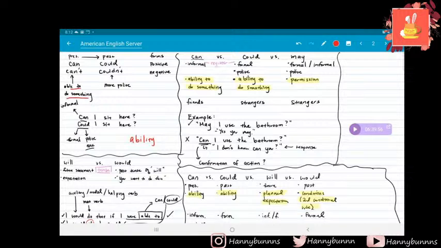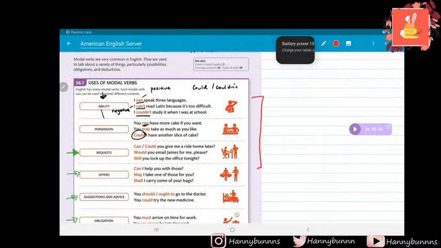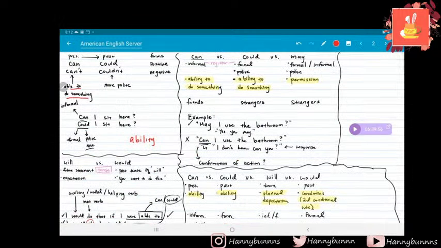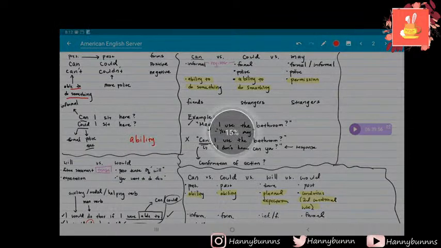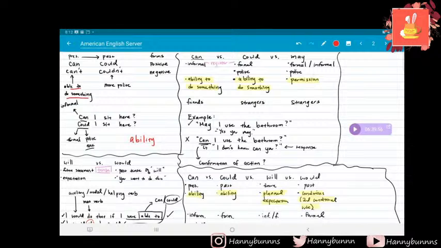Yeah, no problem. The next one we looked at was can versus could versus may. If I remember correctly, this is your permission. My battery is low, so I have my little charger here, and I'll just plug it in. So, can versus could versus may. For this one, can is informal, ability to do something again. Could is the same thing. But when you use it for permission, may is actually the most polite form. Like, may I sit here versus could I sit here and can I sit here? It's just the more polite version of saying it.